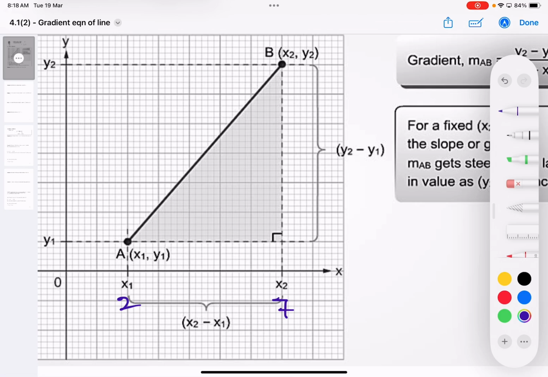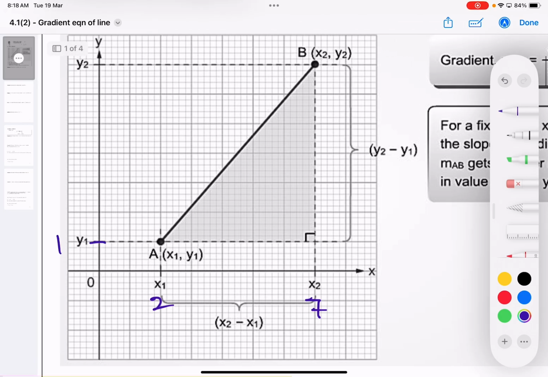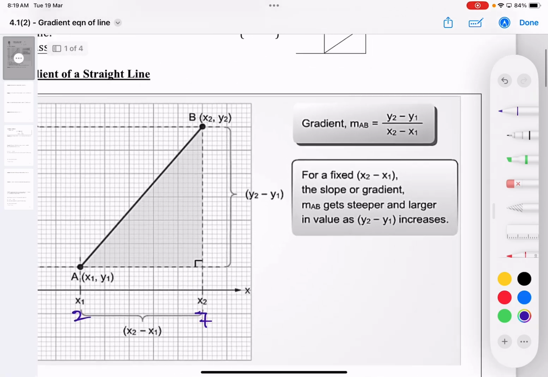Likewise over here, let's say this y1 is at 1, and this is 2, 3, 4, 5, 6, 7. Oh, this is 7 as well. Now, instead of me counting the length here, each block is 1. 1, 2, 3, 4, 5, 6. I can just take 7 minus 1. So this is where the formula comes in handy.